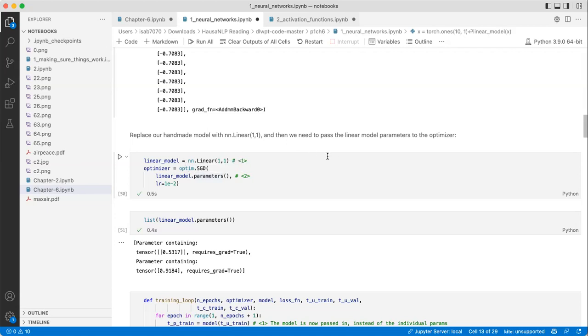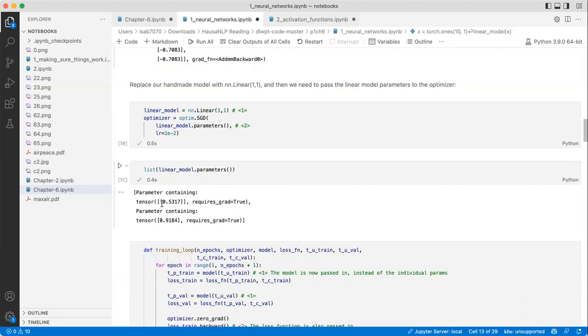So you can see here we have linear model dot parameters. This is a function where we call linear model dot weight, and it gives us the weight parameter, and linear model dot bias. But when we call parameters, it returns both, the weight and the bias. When we list linear model dot parameters, it will print both of them.